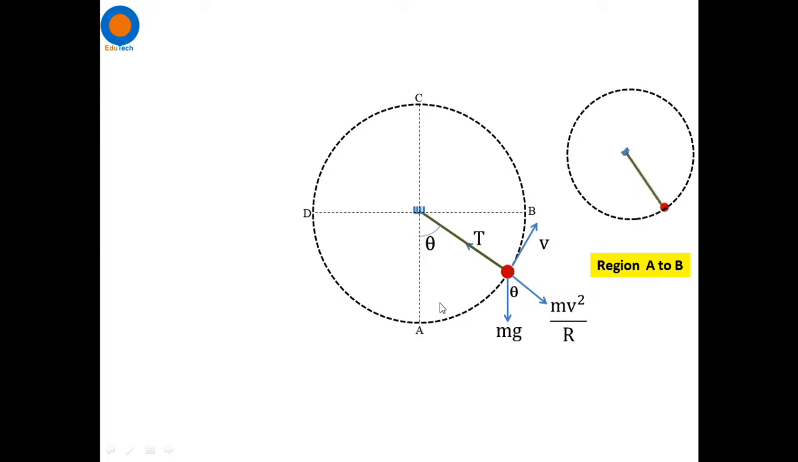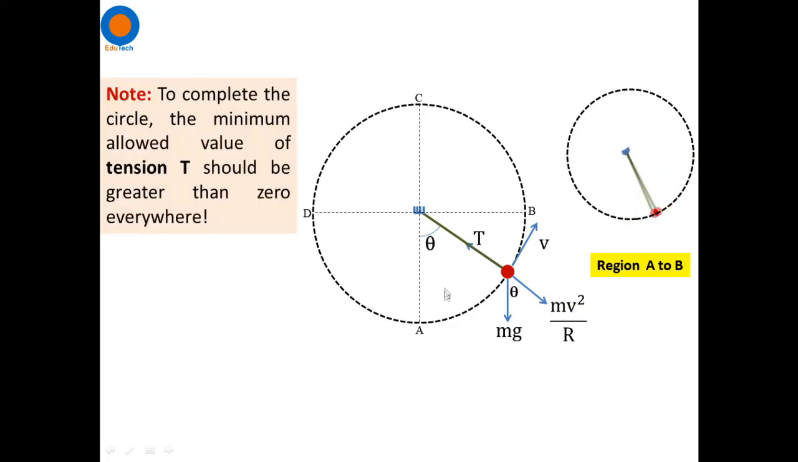What is the tension here? Tension T. We will write the expression of forces in the radial direction because it is going on a circular path. Therefore, along the radius we will balance the forces. See here, the thing is, to complete the circle, the tension T should be greater than 0. If it is less than or equal to 0, it will slack and it will not complete the circle.